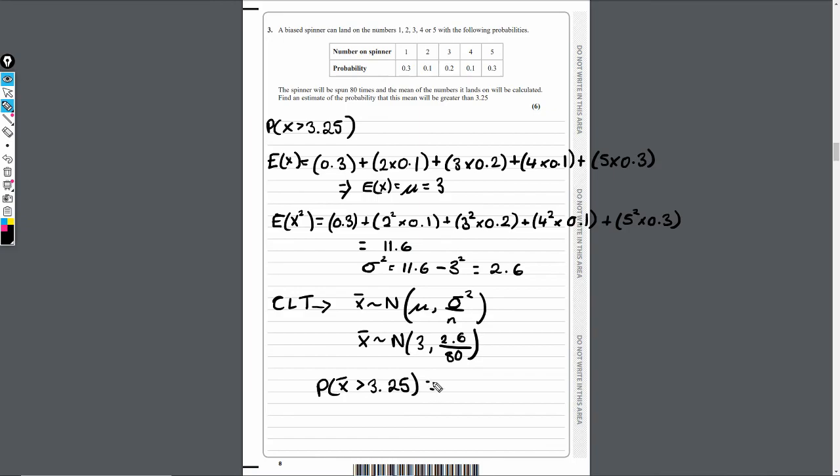So now just use your tables or your graphical calculator. Quite straightforward, just plug this into your graphical calculator, and what you'll obtain is that this is equal to 0.0828. And there we have it. We've worked out the probability that this mean will be greater than 3.25. And that's question 3 fully complete.